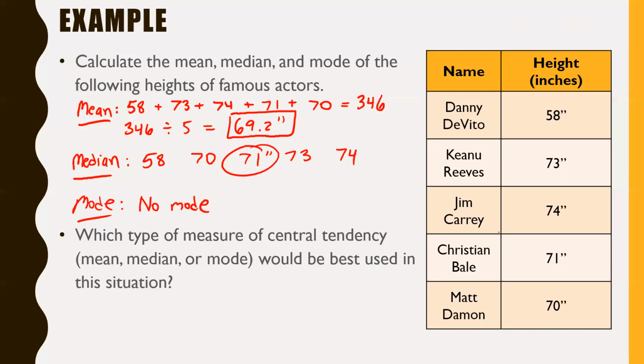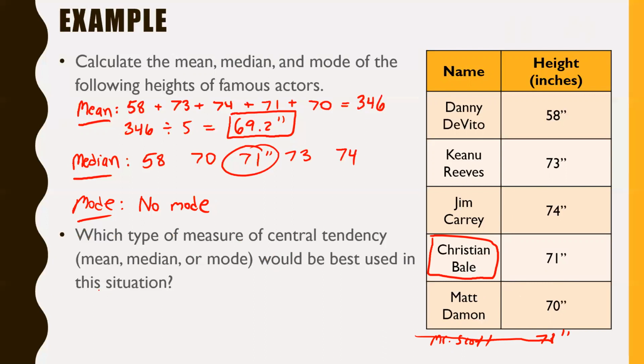If we had someone else here that was the same height as someone else, like for instance, Christian Bale. My height is also 71 inches tall. So I'm the same height as Christian Bale. If you threw me in here and said, oh yeah, Mr. Scott, 71 inches tall. Here we go, 71 inches tall. Boom, all of a sudden now we have a mode, right? But we don't have me in this table, so we're not going to include that. There's just no mode in this case.